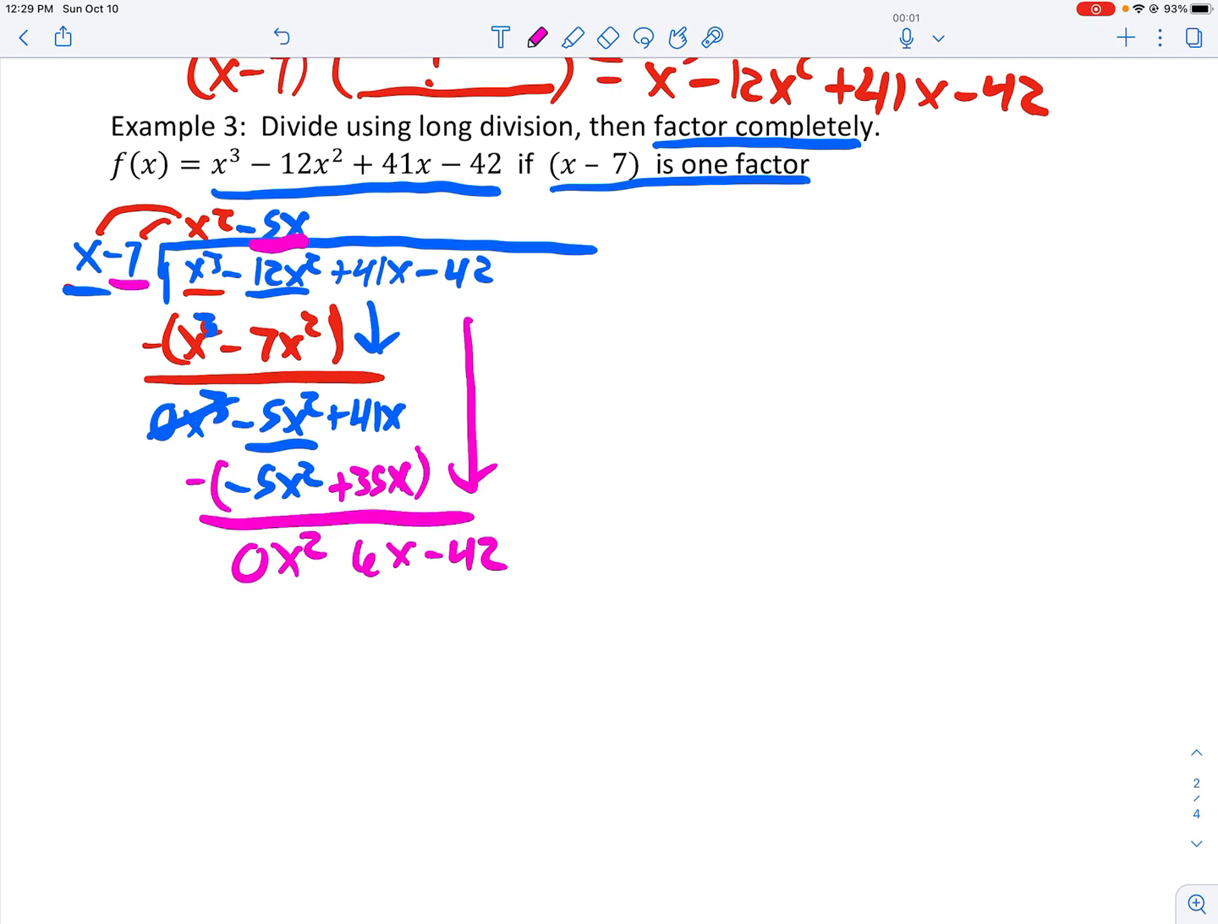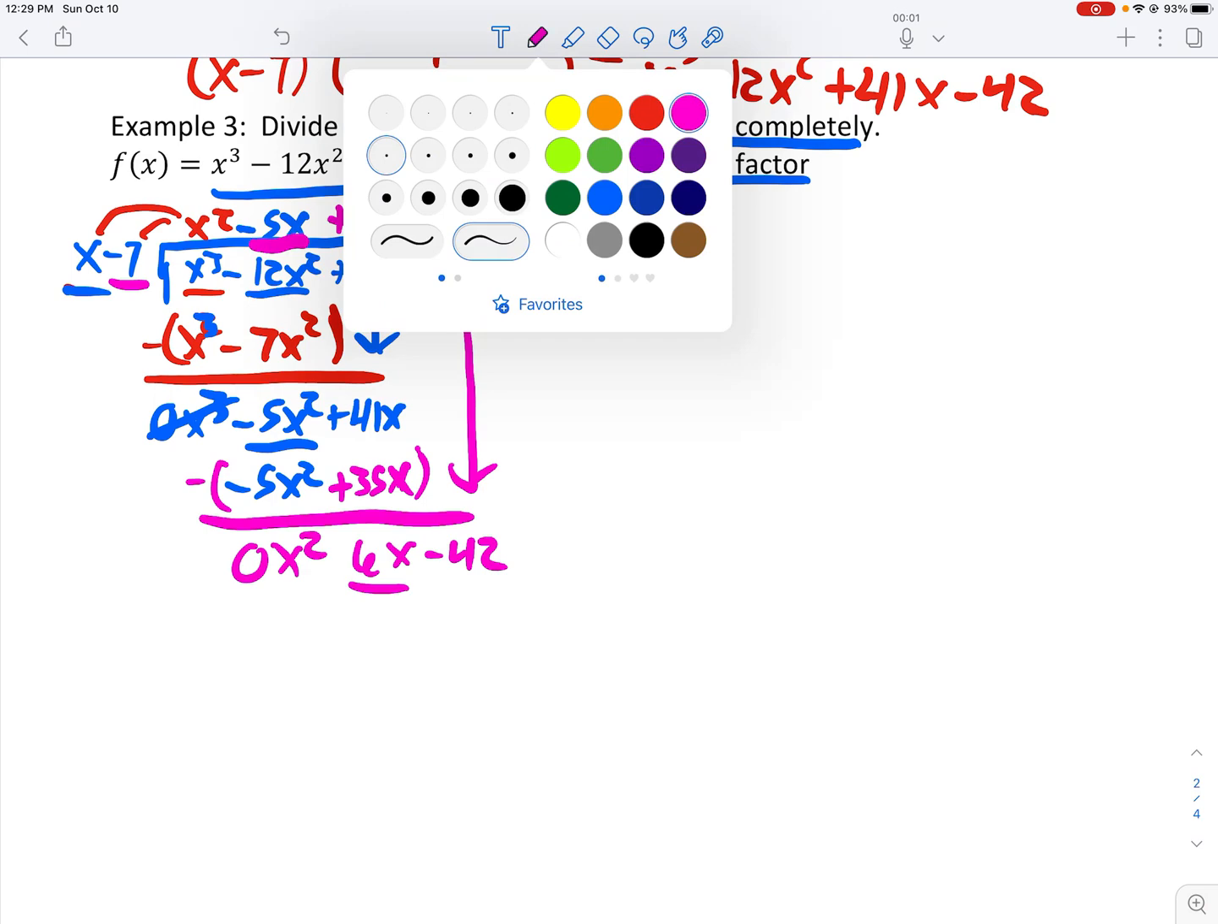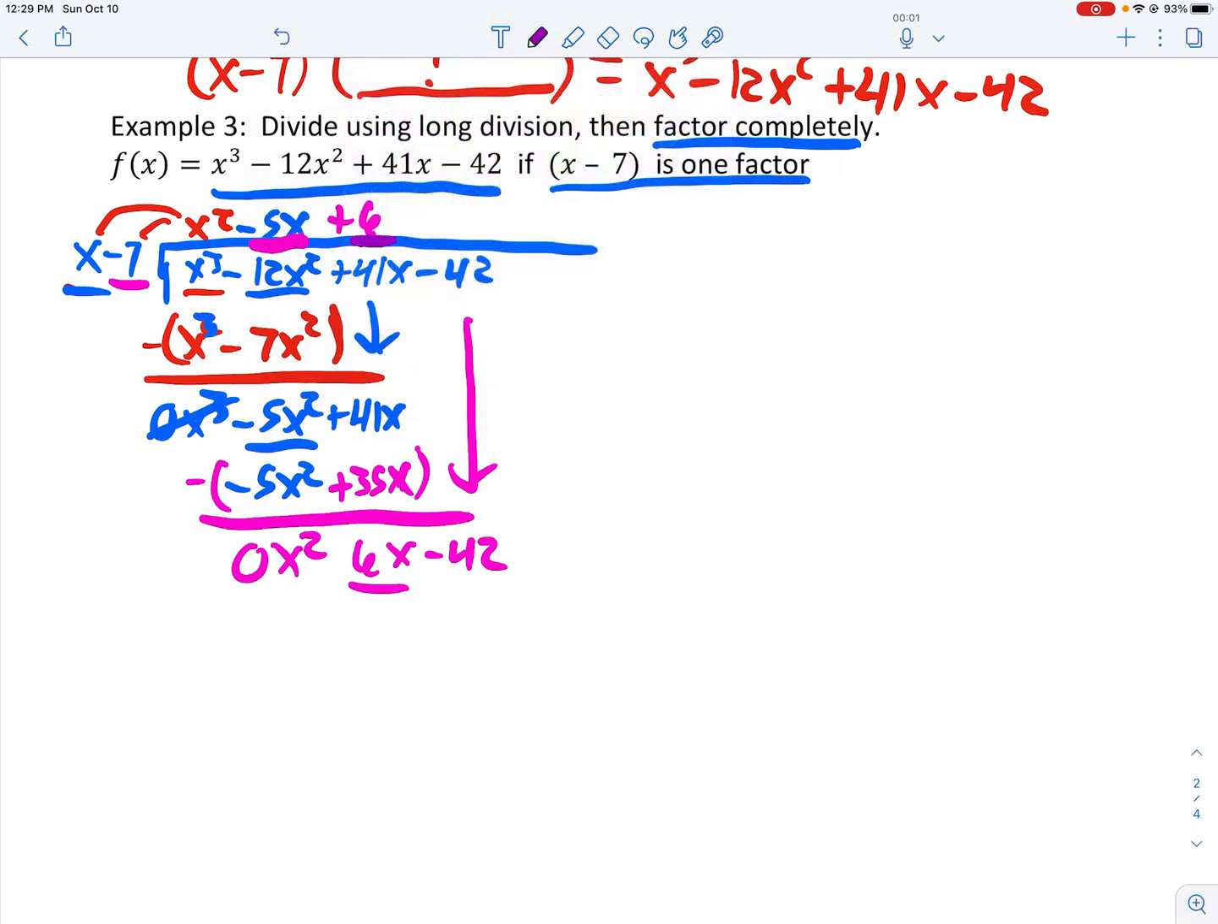And repeat. So x goes into 6x 6 times. So this is plus 6. Multiply. So 6 times 6x is 6x. 6 times 7 is minus 42. And then we subtract. Right? This becomes 0x. Negative 42 minus minus, so that becomes plus 42. So this becomes 0. So there we go.